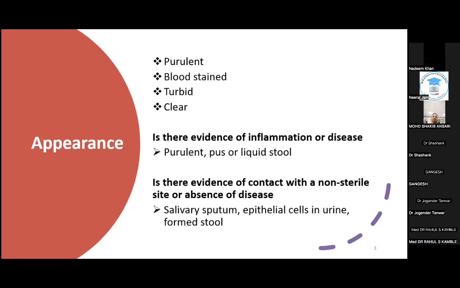So how to know whether there's a true infection? We have to see from the appearance if there is an evidence of inflammation or disease. That is, whether the sample is purulent or pus or liquid stool, which indicates infection. If there is any evidence of contact with a non-sterile site or absence of disease, like salivary sputum or epithelial cells in urine or a formed stool, it's not significant and indicates either colonization or a contamination. So let us see in detail in the next slides how to differentiate between infection, contamination, and colonization.